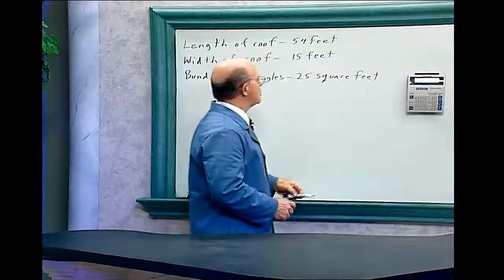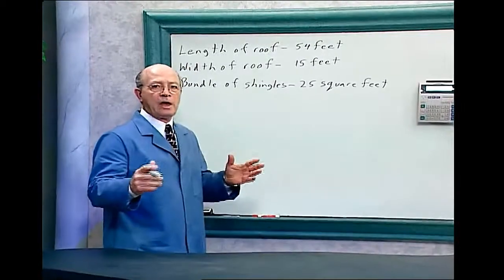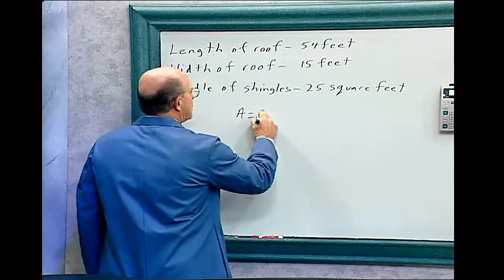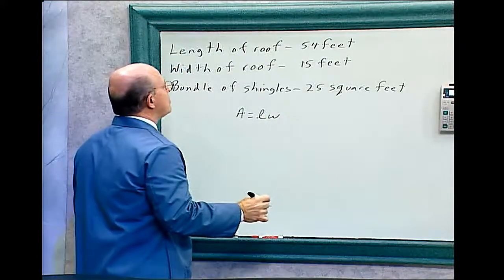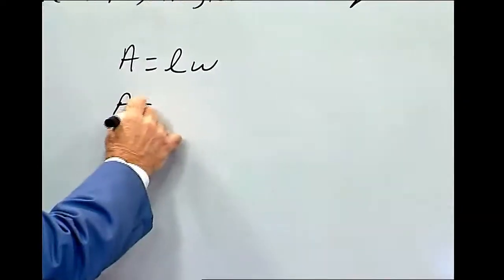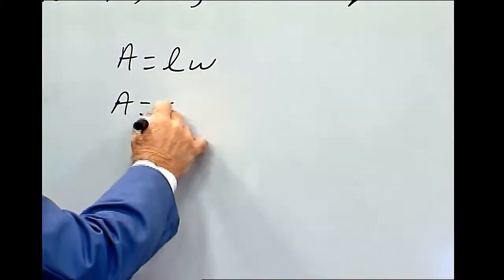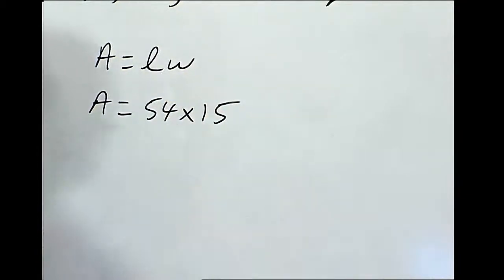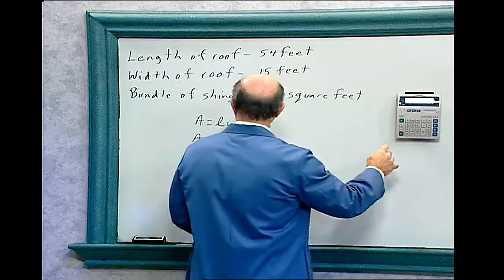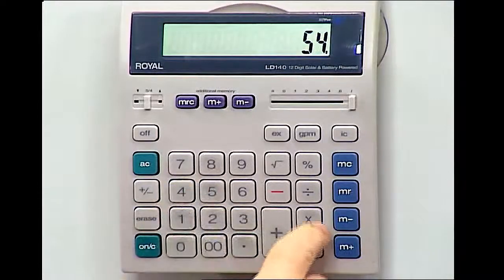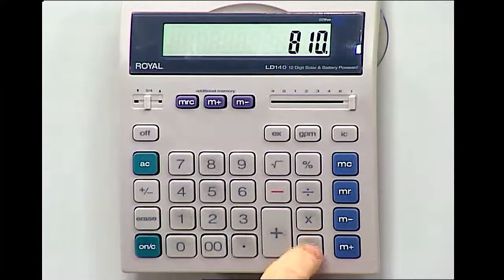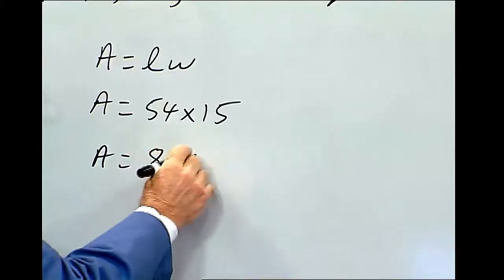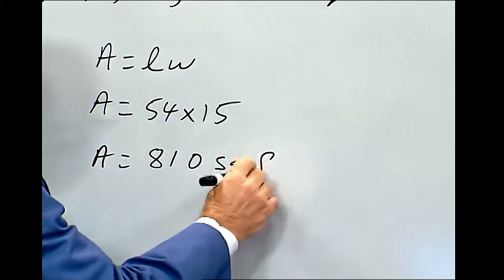Let's do the math. The first thing we want to do is find the area of the roof. So area equals length times width. So the area equals, the length was 54 feet by 15 feet. Let's go to calculator. 54 times 15 equals, so A equals 810 square feet.